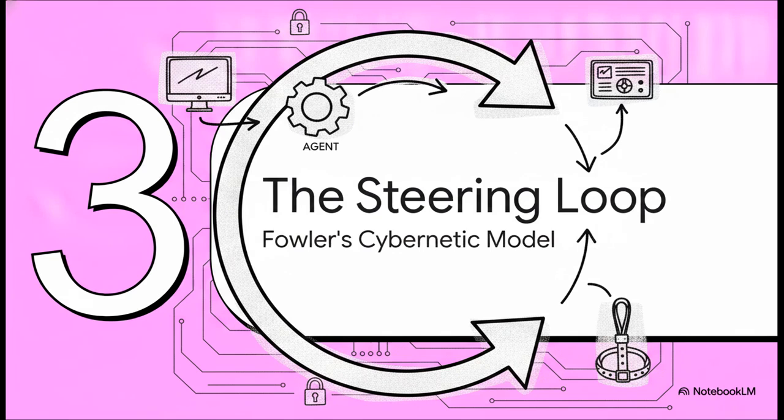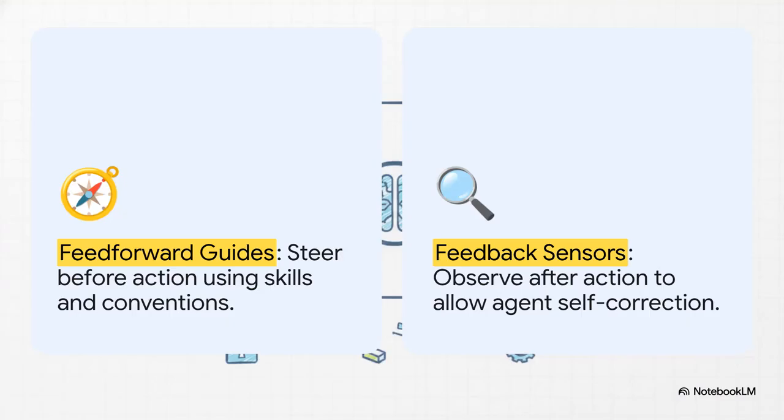All right, Section 3, the cybernetic steering loop, Fowler's model. So now that we know the parts, how do we actually control the thing? Well, you absolutely need both of these mechanisms to make an agent reliable. Guides are your feed-forward controls. They anticipate behavior and steer the agent before it acts. Think of it like giving it strict coding conventions up front. Sensors, on the other hand, are feedback controls. They observe what the agent did and let it self-correct, like running a test suite.